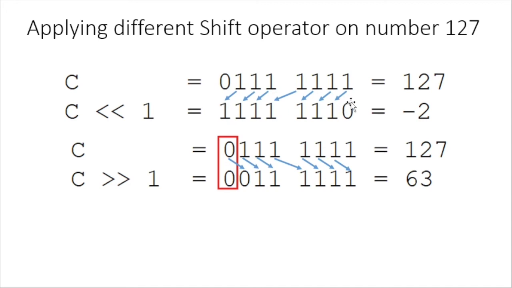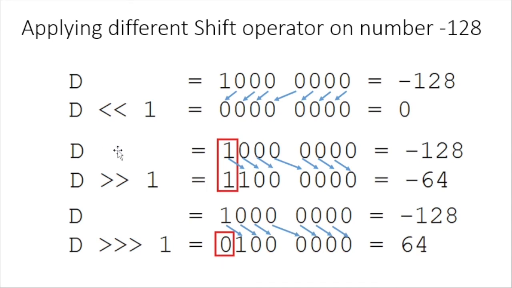Okay, so the left side is filled with 0, but now it has become a negative number because the sign bit is overridden, and now it became minus 2. Now when we are shifting rightward one bit, it is maintaining the sign as usual, and it is just half of it, integer division by 2, so 63.